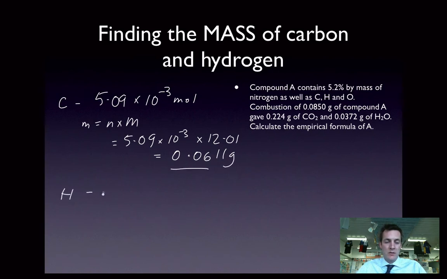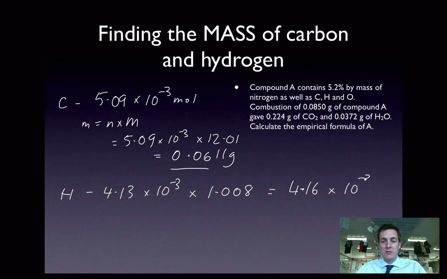We'll do the same thing for hydrogen. We decided, if you rewind, you'll be able to see how we got to it, that there were 4.13 times 10 to the minus 3 moles. Okay, we're going to multiply that by the molar mass of hydrogen, which is 1.008, and that's going to tell us that we have 4.16 times 10 to the minus 3 grams of hydrogen in the substance. But bear in mind, these are both masses out of this. Okay, so we can also find the percentages of these two elements.